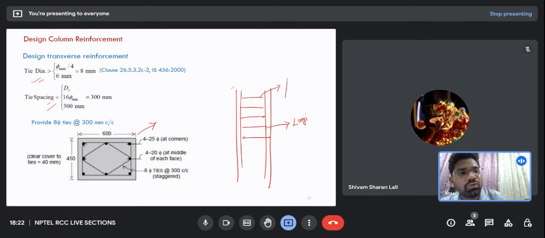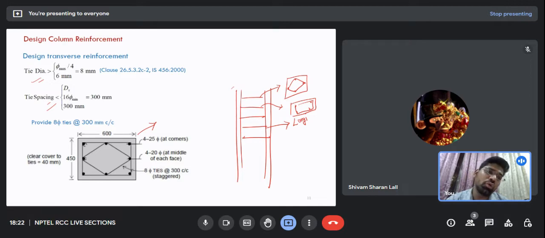So this tie, if you look at it in the plan, is like this, and if you look at this tie in the plan, it will look something like this. So we have these ties alternatively placed. So this was about the concentrically loaded column. Now let's also look at a column which is not only subjected to load but also subjected to some eccentricity. So this is somewhat more interesting, and a lot of concepts I hope would be cleared for you.